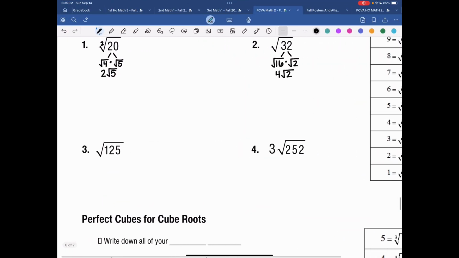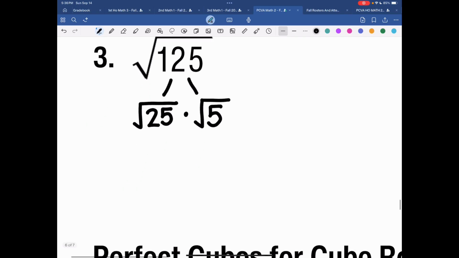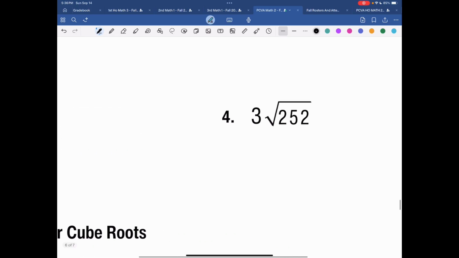So if we break down the square root of 125, the largest perfect square that I can break that down into is 25. So we have the square root of 25 times the square root of 5. We know this is 5, and we can't do anything else to break down the square root of 5, so we leave it that way. So that's going to be 5 square roots of 5.